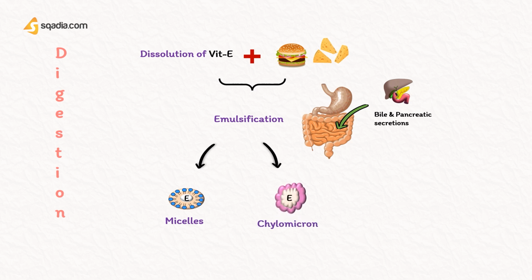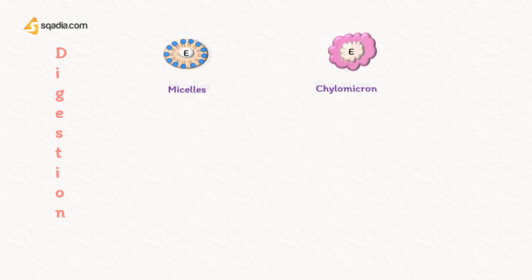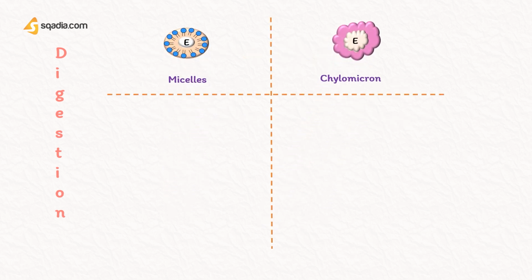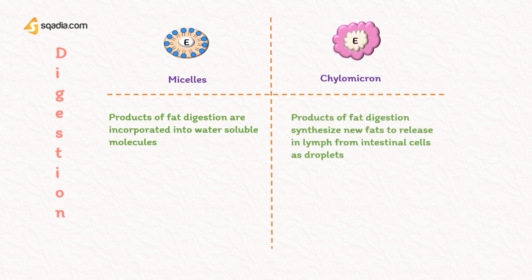Let's have a glance over differences between them. Well, micelles are products of fat digestion that are incorporated into spherical water-soluble molecules due to bile salts and phospholipids, while chylomicrons are lipoproteins and products of fat digestion which synthesize new fats to release in lymph from intestinal cells as droplets.